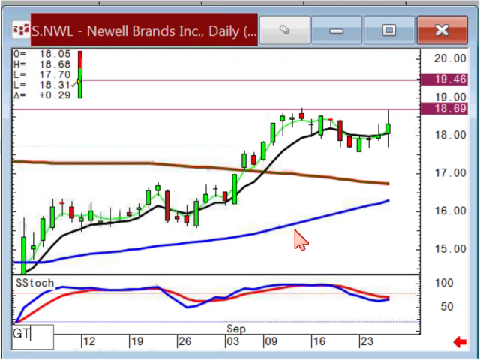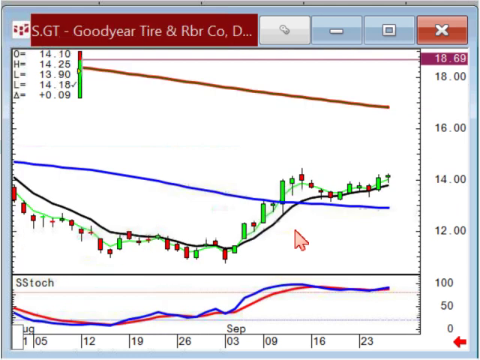Here's Goodyear. Here's our classic fry pan bottom, J-hook pattern. Where do you think the next likely target's going to be? Wave 1, wave 3 up to the 200.